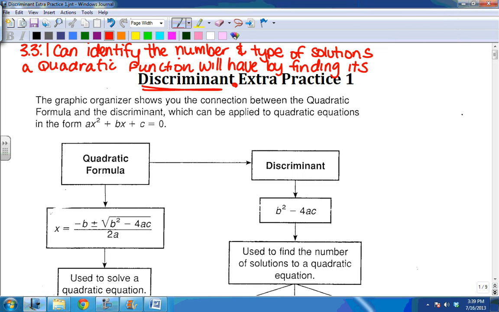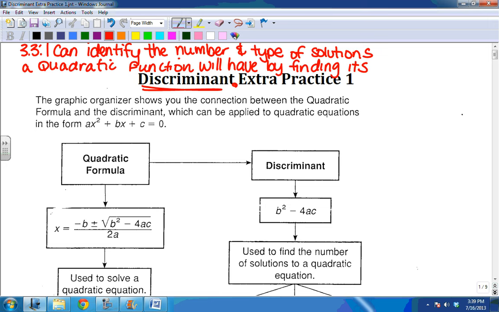This video is for learning target 3.3. I can identify the number and types of solutions a quadratic function will have by finding its discriminant. So far in the previous learning targets, you've been working very hard at learning the quadratic formula, which is used to solve a quadratic equation or quadratic function. In this section, I will show you some notes about the discriminant, which will tell you how many solutions there are, where the quadratic formula will tell you exactly what they are.